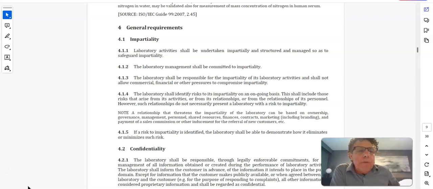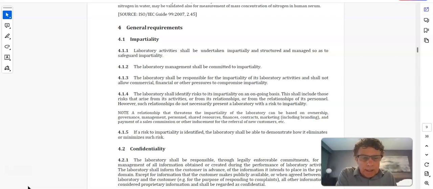First of all, if you look at 4.1.2, the laboratory management shall be committed to impartiality. Just from a logical standpoint, what document do you think you need to convey that message, that management shall be committed to something? In a company that you work for, when we're talking about management commitment, what does that look like?